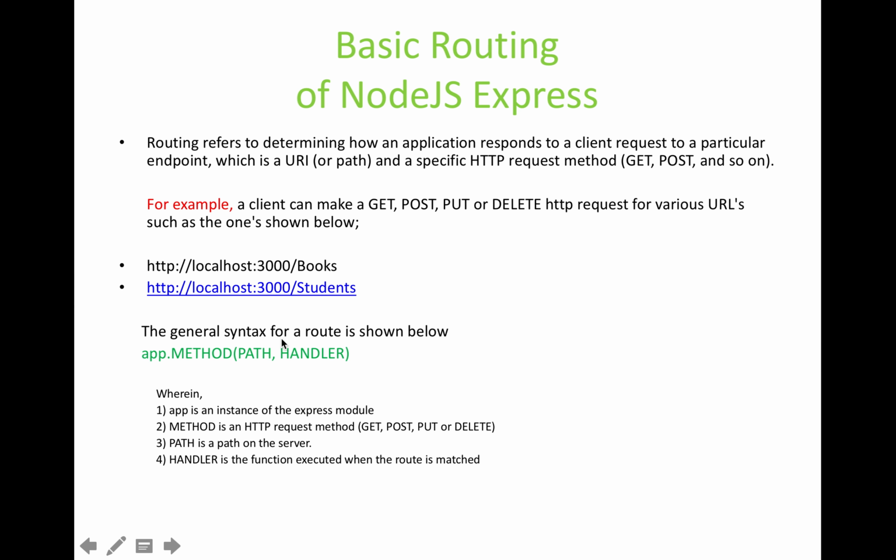The general syntax for a route is shown as app.method, then path, then handler. Here app is an instance of the Express module. Method is an HTTP request method. It may be get, post, put or delete. Path is a path on the server, and handler is the function executed when the route is matched.